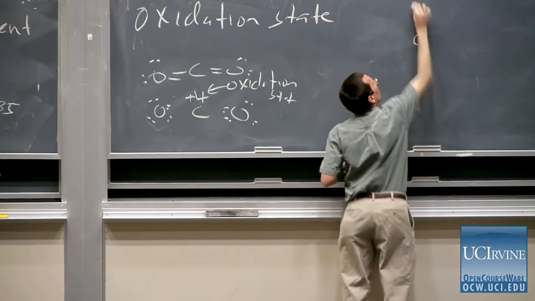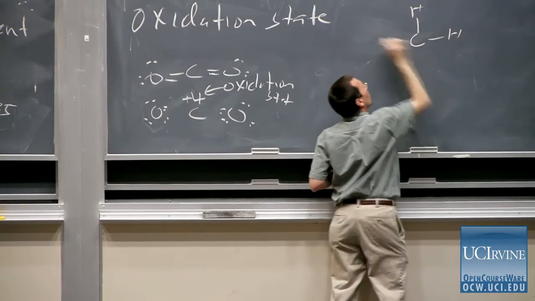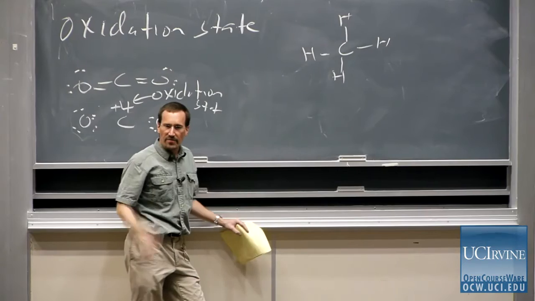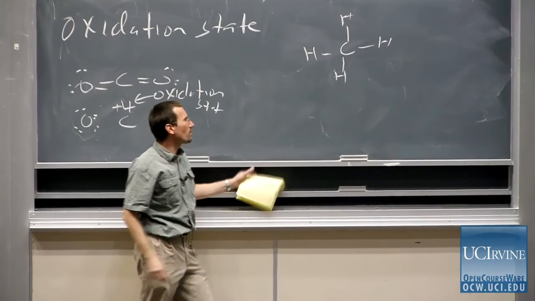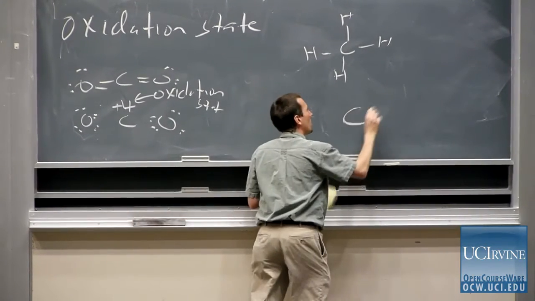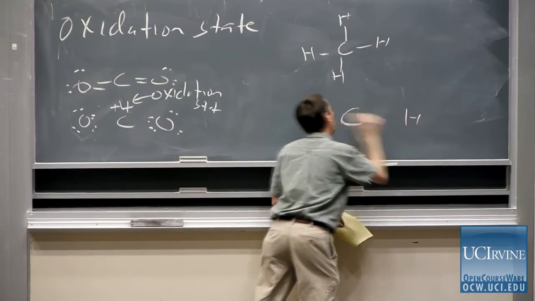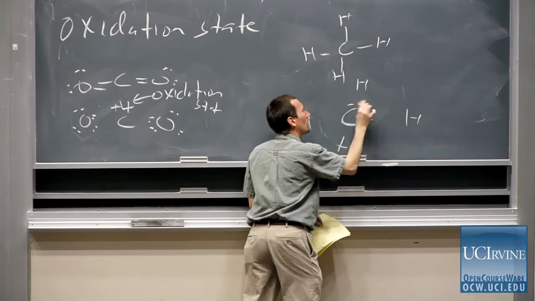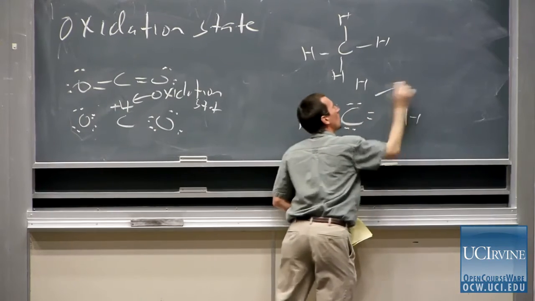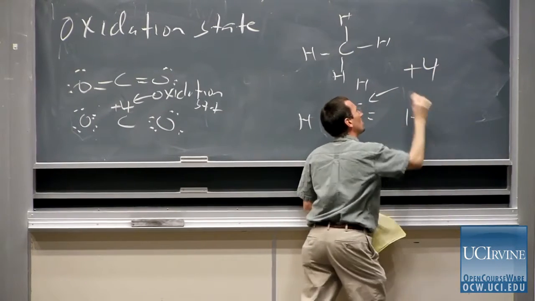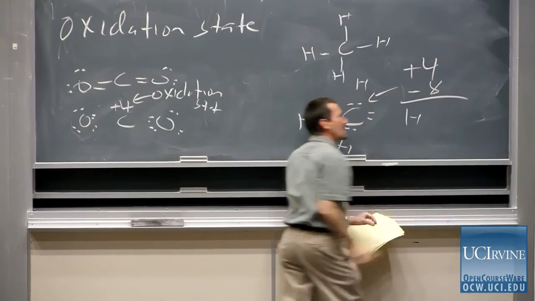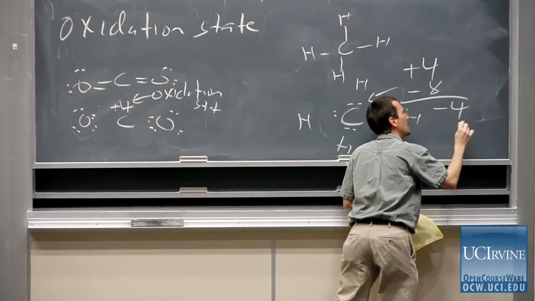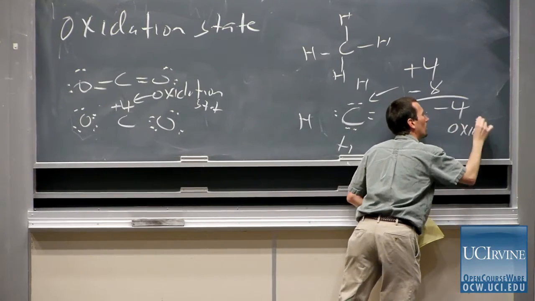Methane. Carbon is more electronegative than hydrogen, so we play the same game, but now we give our electrons to carbon, and so we have +4, the nuclear charge, -8, the 4 electrons, and our net oxidation state is -4.